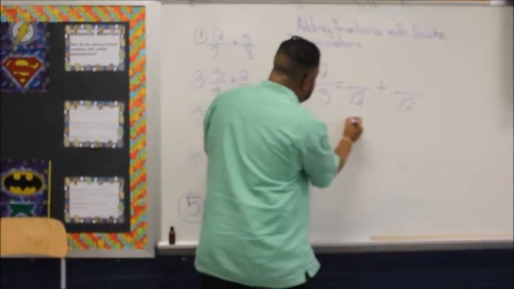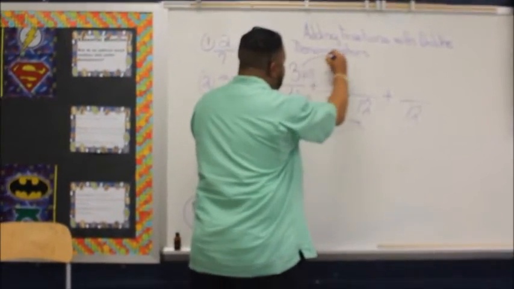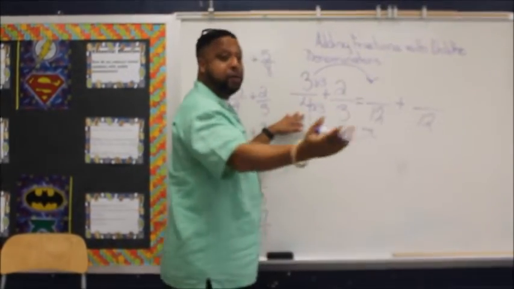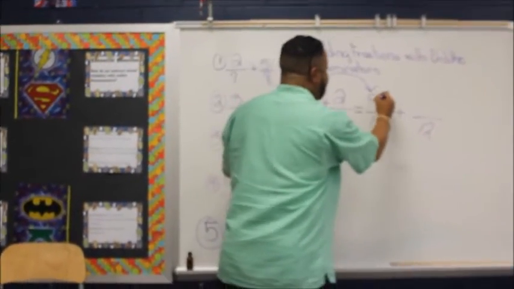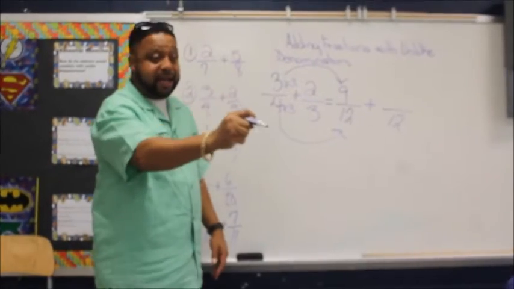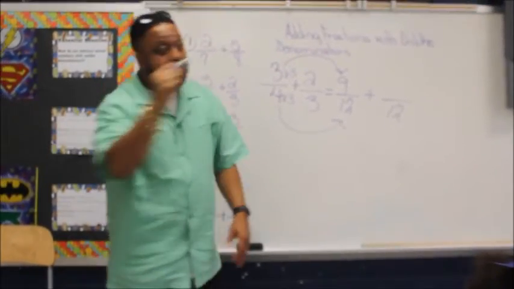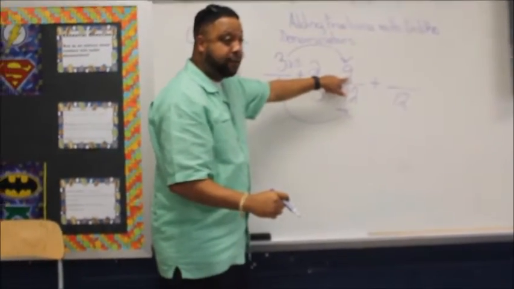So if 4 times 3 is 12, what would I put here? 9. Raise your hand if you do not understand where the 9 came from.